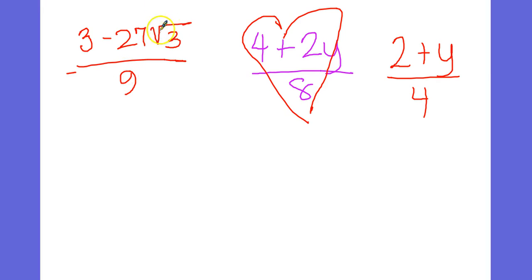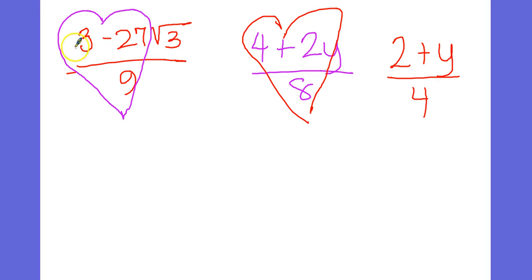The square root of 3 is not a whole number. It doesn't have common factors with these three numbers. So what I'm going to remind you of is that we have to make sure we can't simplify this fraction.